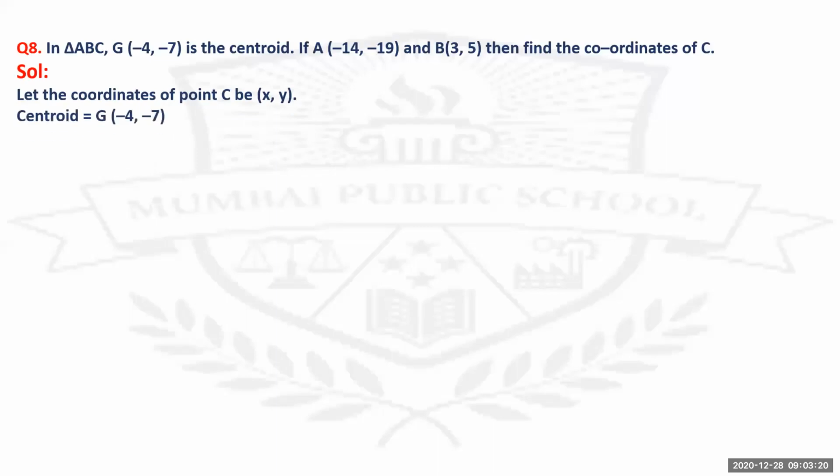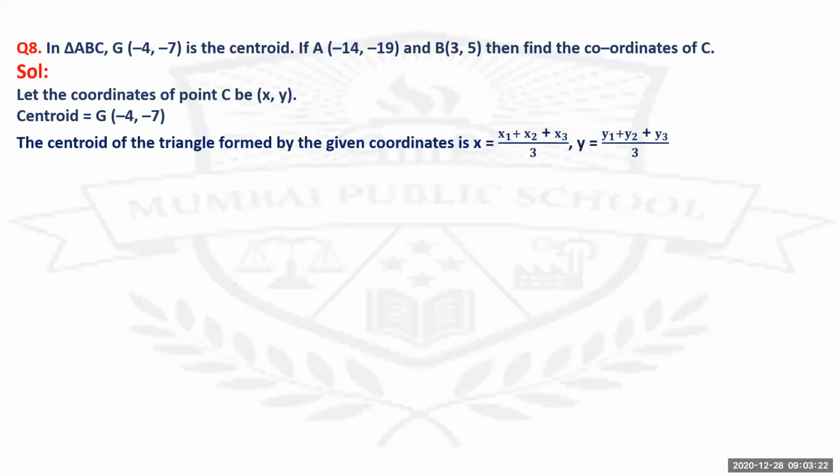The centroid is given to you as (-4, 7), so you're going to apply the centroid formula. The centroid of the triangle formed by the given coordinates is x = (x1 + x2 + x3)/3 and y = (y1 + y2 + y3)/3. Now just substitute. This -4 which is given to you is the x coordinate of the centroid. Is this clear to all the students?